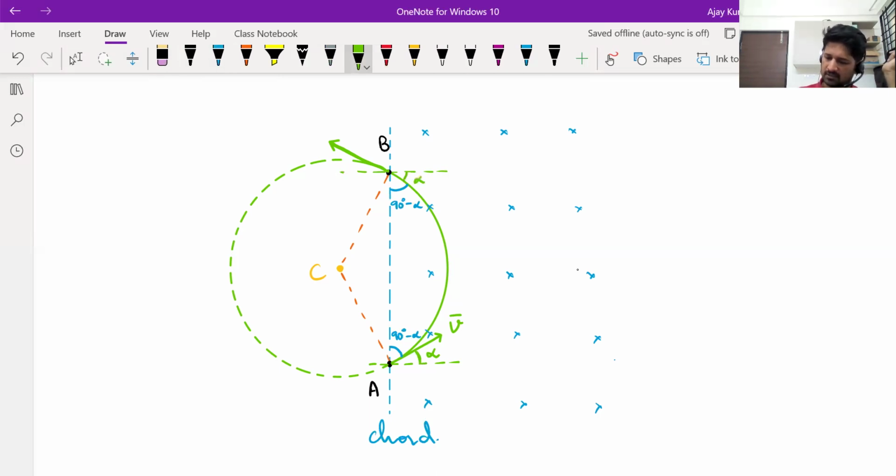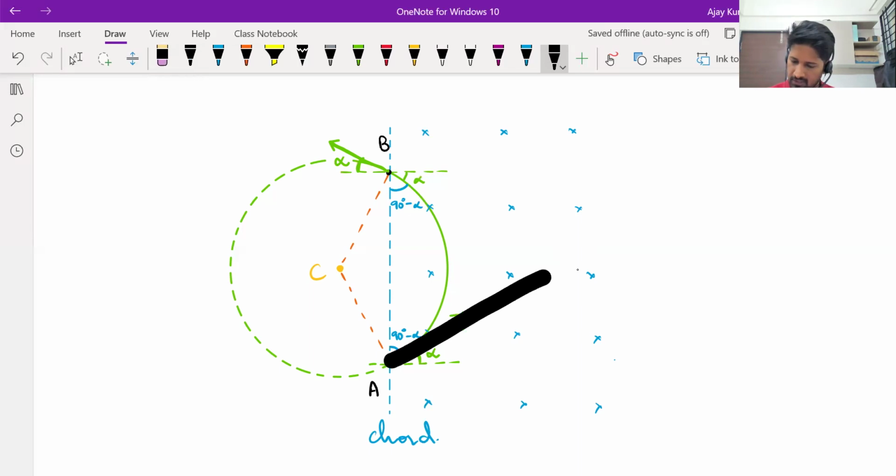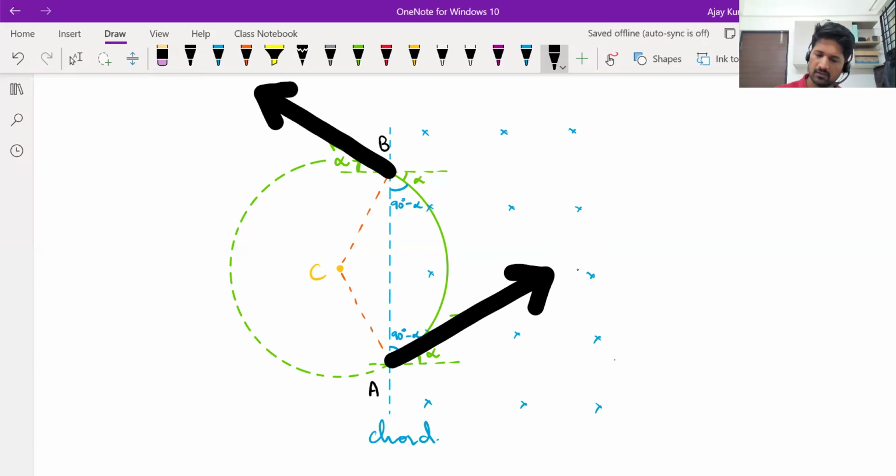And if that is alpha, the angle at which the particle leaves the magnetic field is also alpha itself, because the boundary is a straight line. So it enters at an angle alpha, leaves at the same angle alpha. Now imagine what effectively happened to the velocity. Velocity while entering into the magnetic field was this way. While leaving, it is this way. This angle was 90 minus alpha. The other side, when it is leaving, that angle will also be 90 minus alpha.